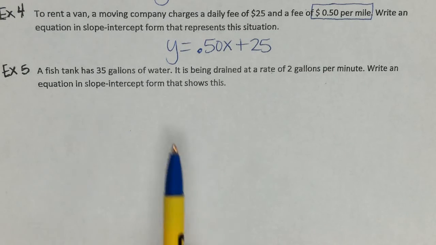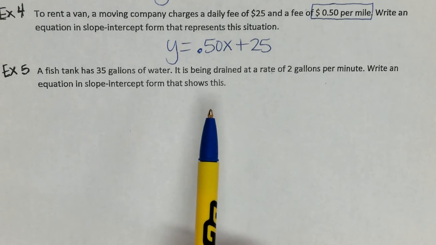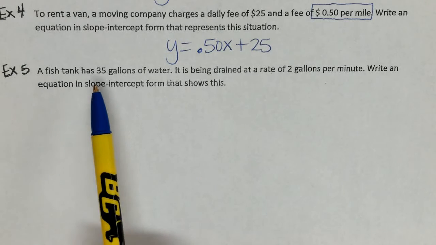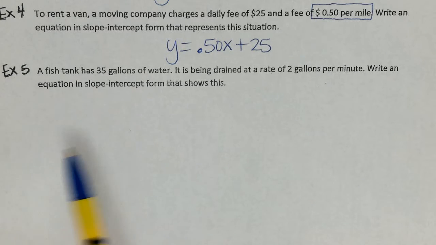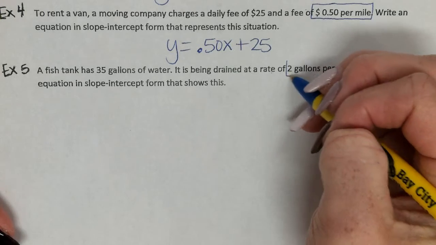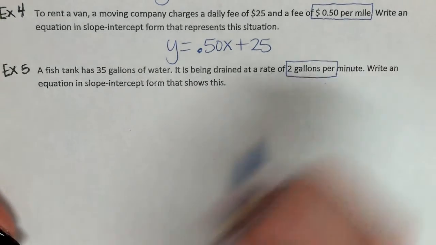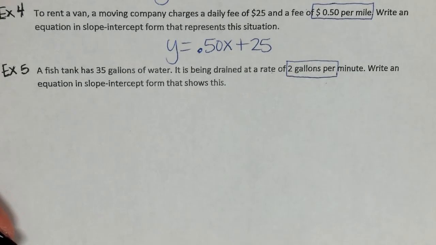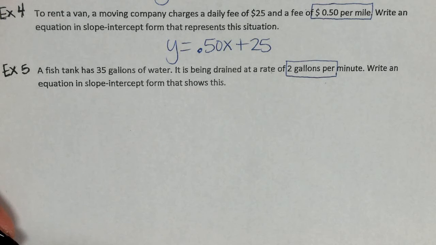Now, this is the one where you really have to pay attention and be careful. A fish tank has 35 gallons of water. It is being drained at a rate of 2 gallons per minute. So which one gets the x? And what is special about the 2? I heard one person. Oh, it says per. No, we already said that. It's being drained, so it's a minus.